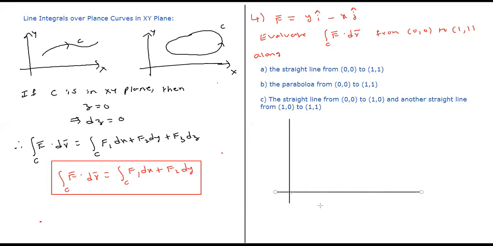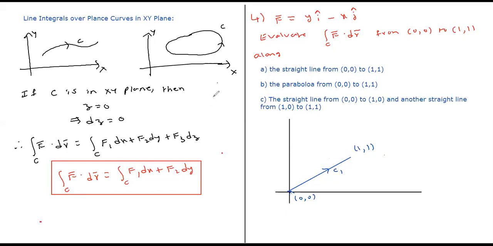The first one is from 0, 0 to 1, 1. So this is 0, 0. Next one is 1, comma 1. You have to draw a straight line. Let us call this path C1.